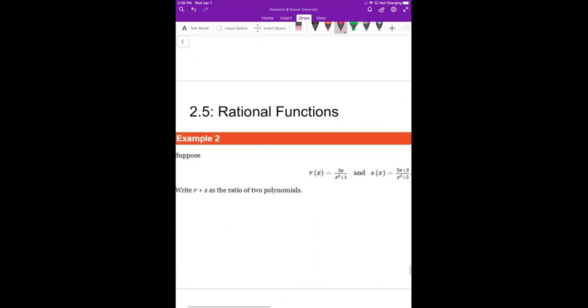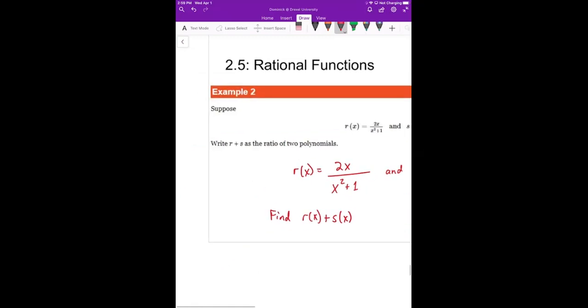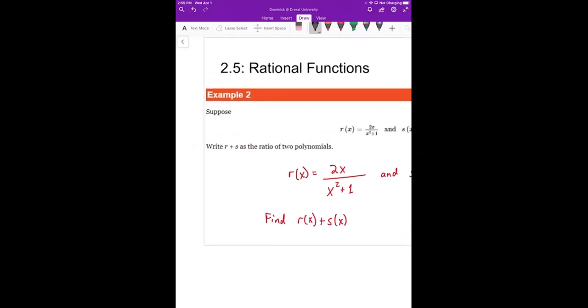Okay, now, next what I want to talk about is, given these two rational functions, so 2x over x squared plus 1, and s of x, which is 3x plus 2 over x to the 3rd plus 5, we want to find r plus s, or r of x plus s of x. Right? Now, before we do that, I want to remind you how you can add just two regular fractions, right?